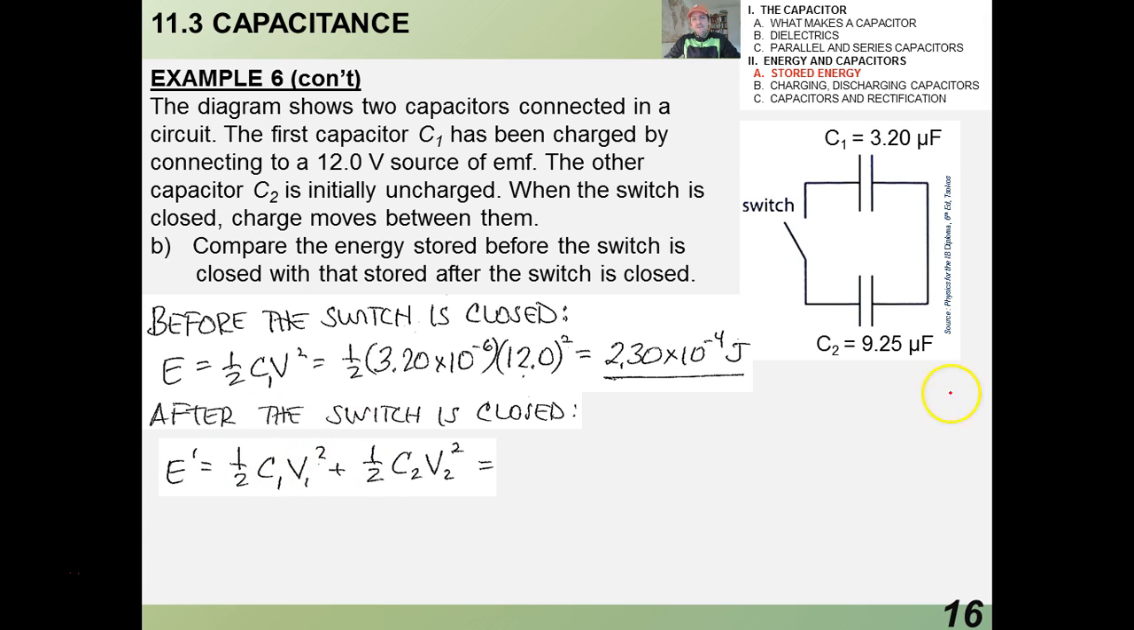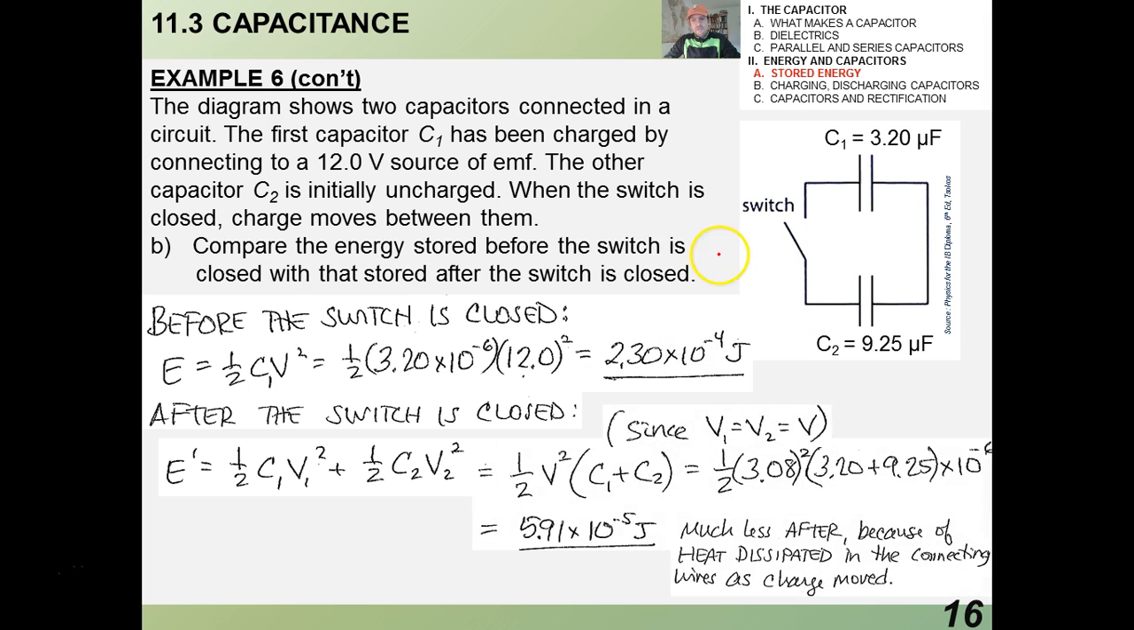We have to consider the energy of each capacitor, and that ends up being quite a bit less than before the switch was closed. So you can see that energy is clearly not conserved in this situation. The reason is that we always have a dissipation of heat in the connecting wires when charge moves through them. In other words, wires heat up, and you know that from your studies of electricity so far.